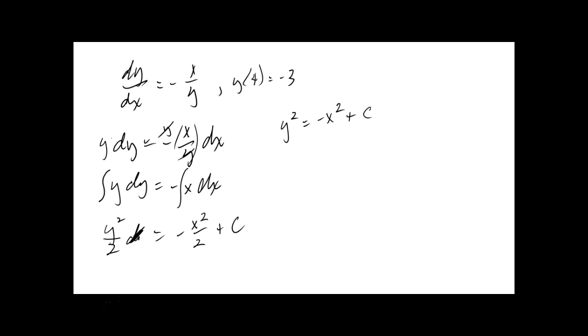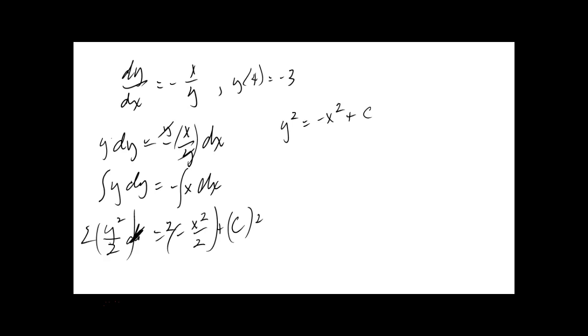Now, how did you get rid of the denominator? I multiplied both sides by 2. And multiply this by 2, but 2 times c is still a constant. Right. Okay.